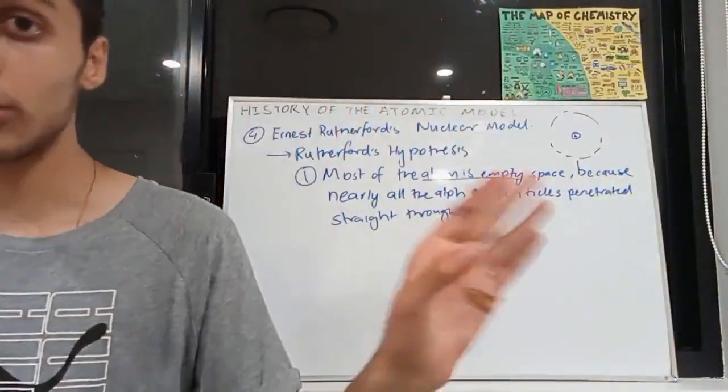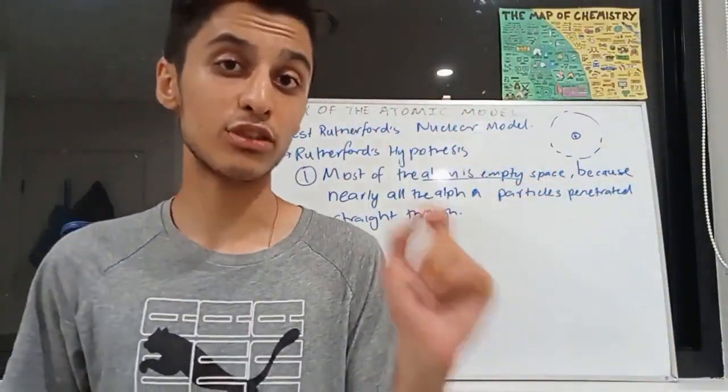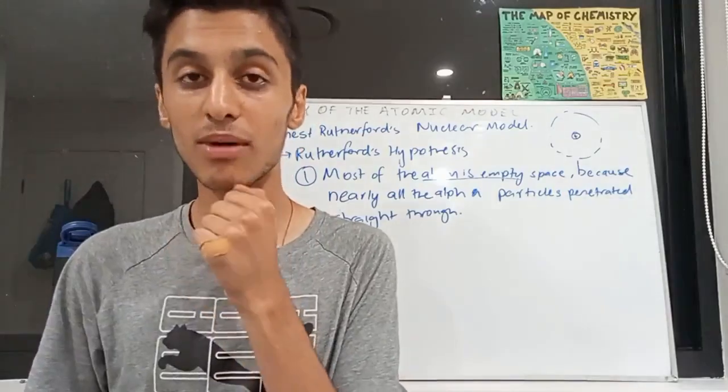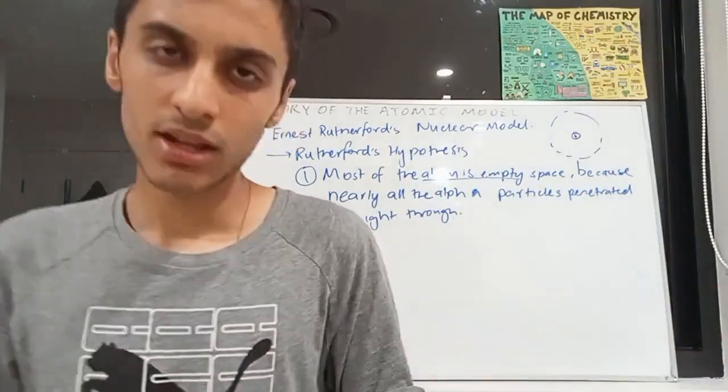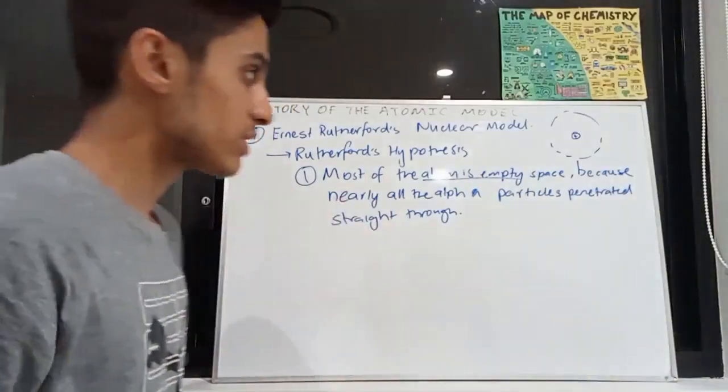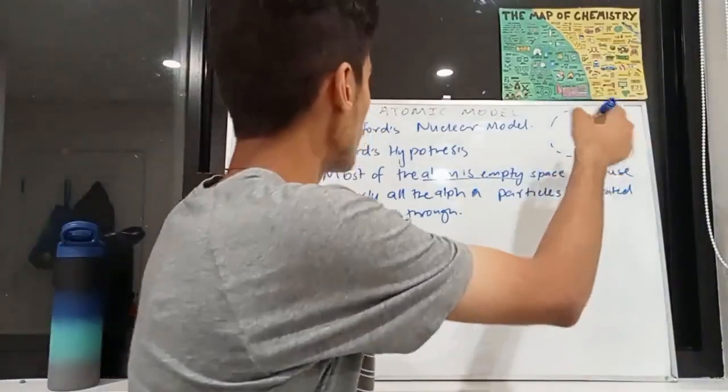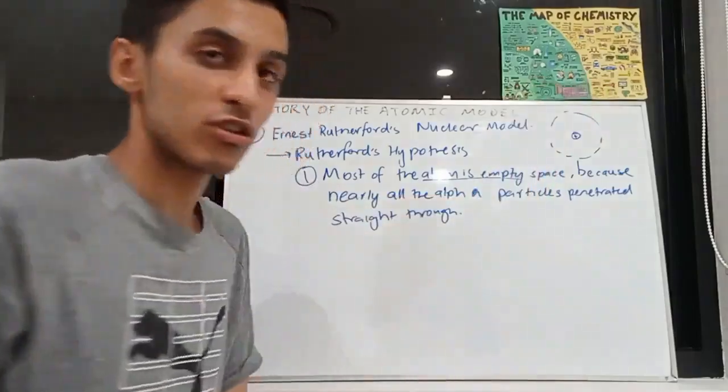Remember, he does not talk about protons here yet. Sorry, he doesn't talk about neutrons here yet, because we don't know about neutrons. Neutrons were discovered by James Chadwick a bit later on. So firstly, he just says, okay, look, there's a small dense ball of positive charge.